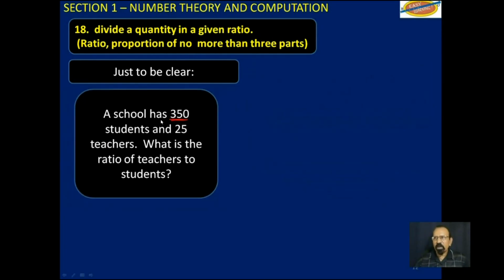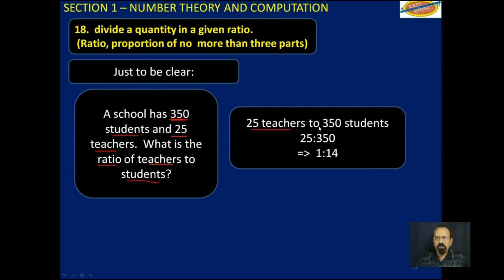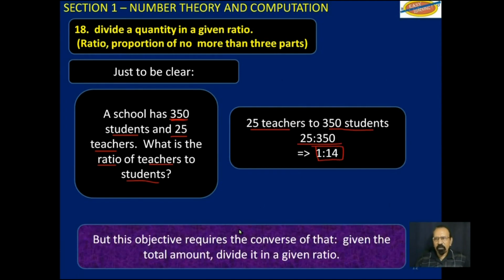A school has 350 students and 25 teachers. What is the ratio of teachers to students? Well, 25 teachers to 350 students, and you reduce that to its lowest and you get 1 to 14. But this objective requires the converse of what we just saw in those two examples. Given the total amount, we have to divide it into a required ratio. So that is what we will be doing for the next 5 or so examples.